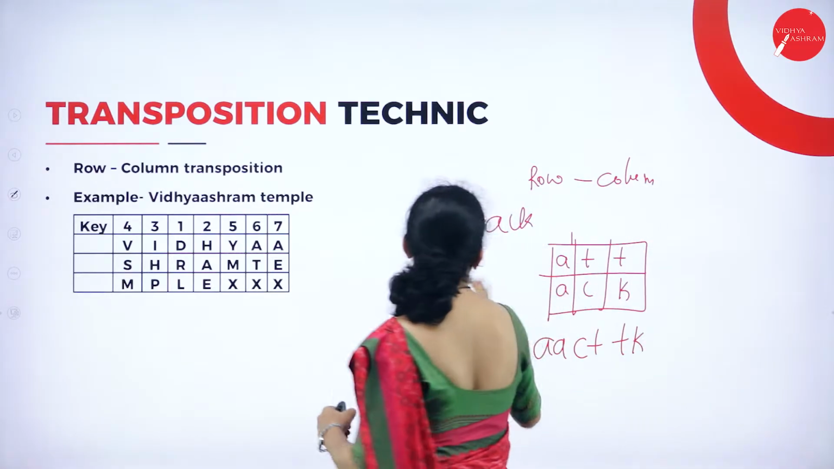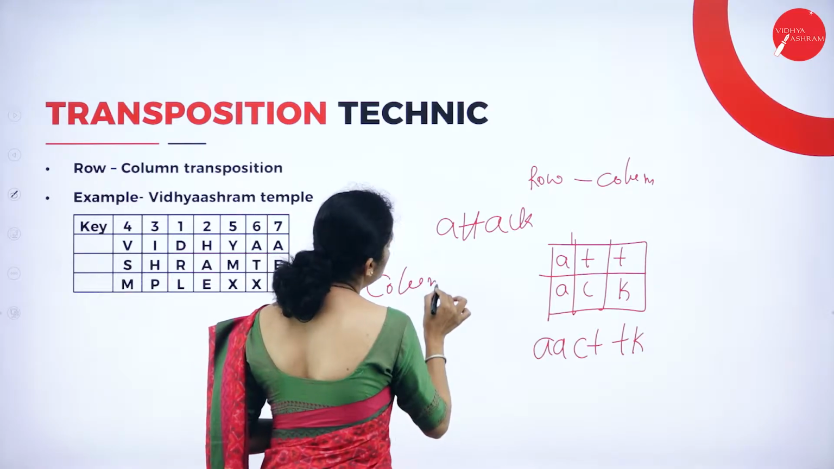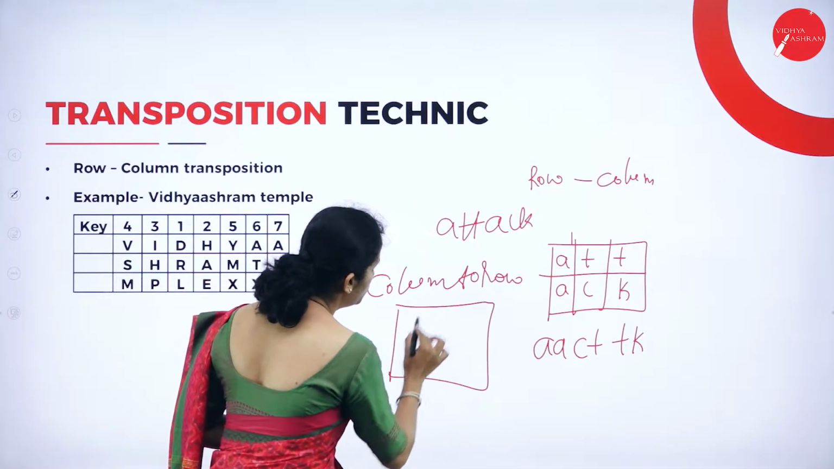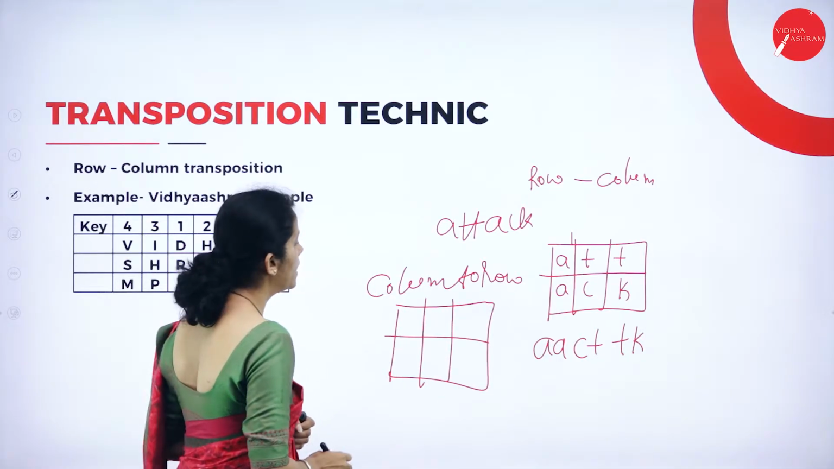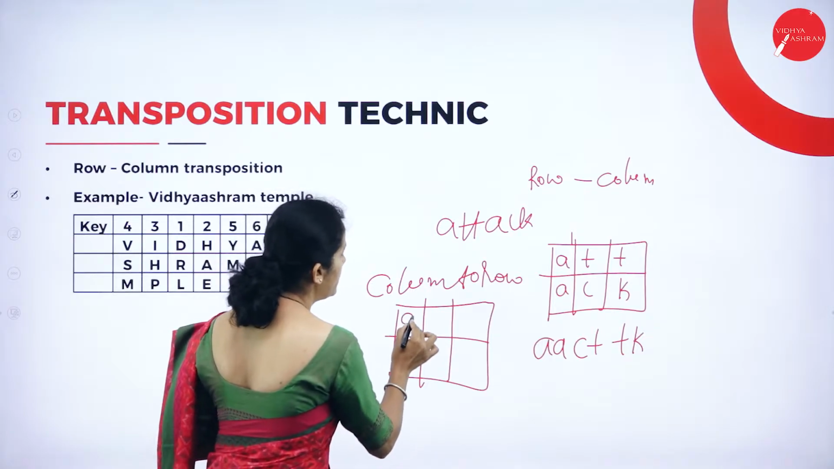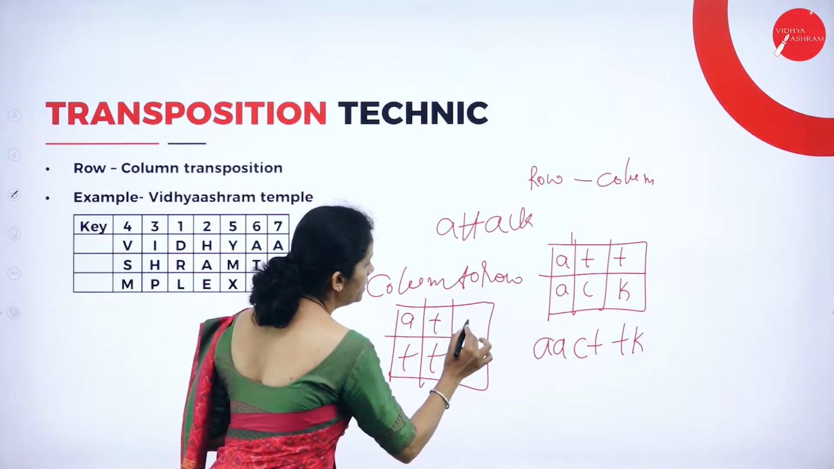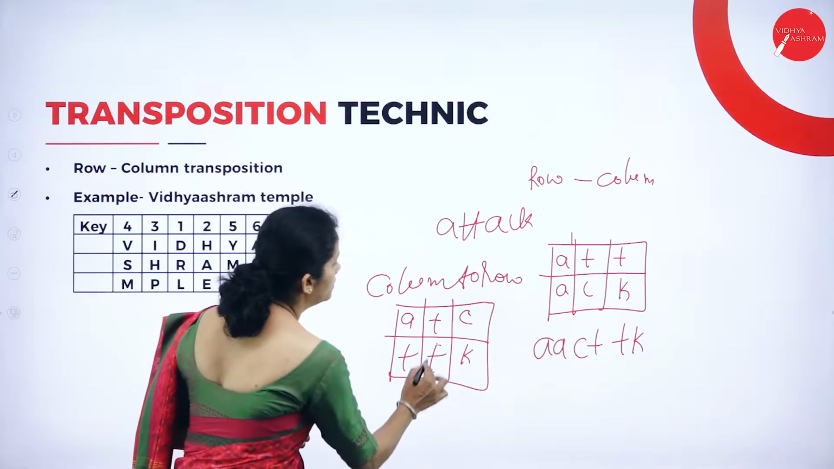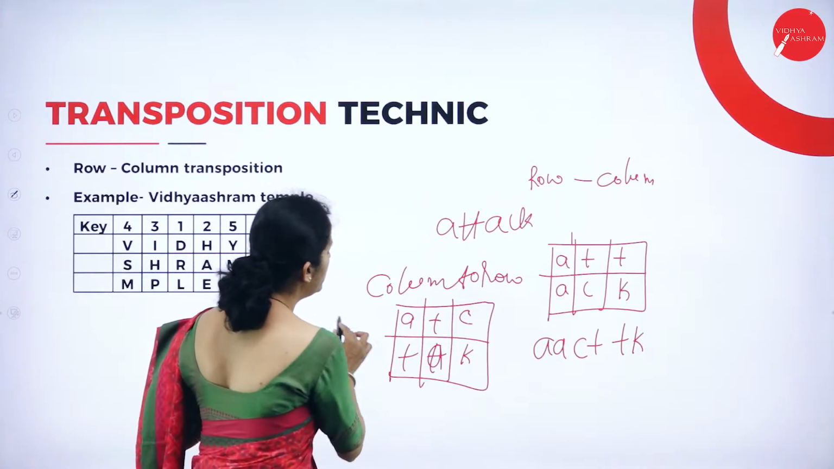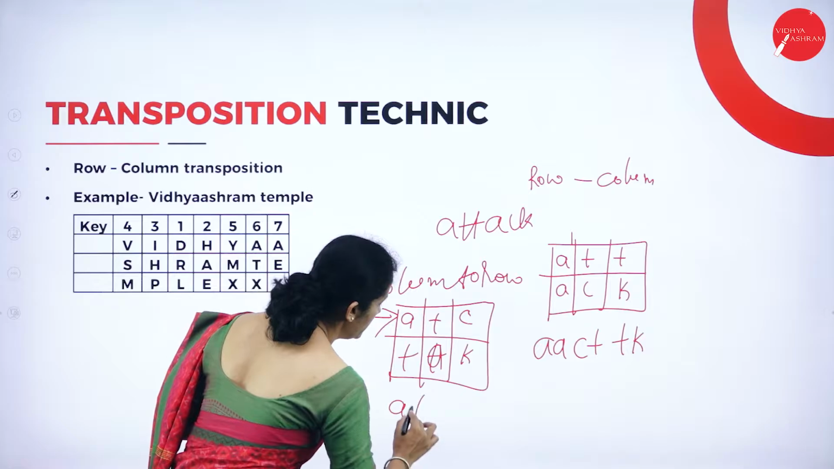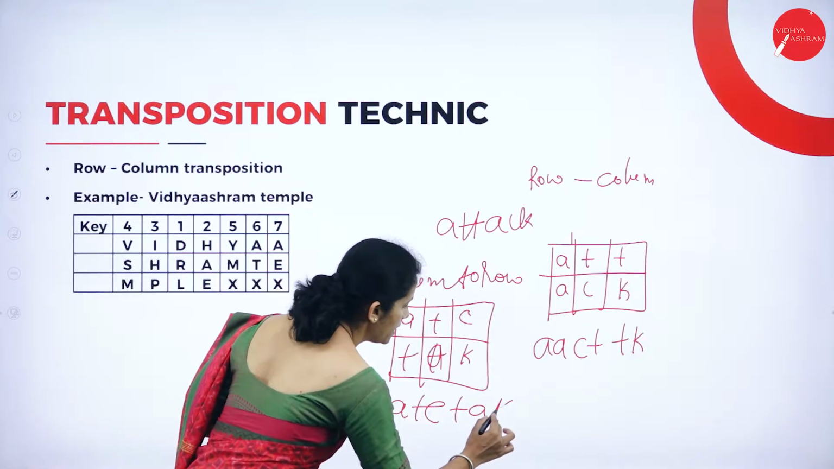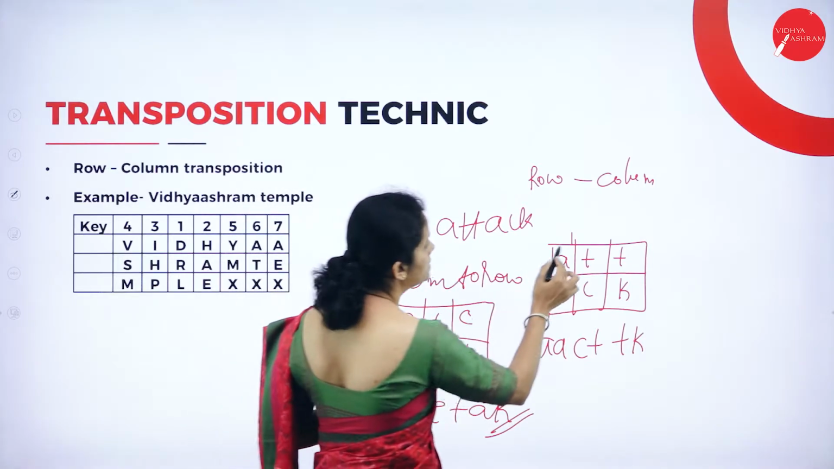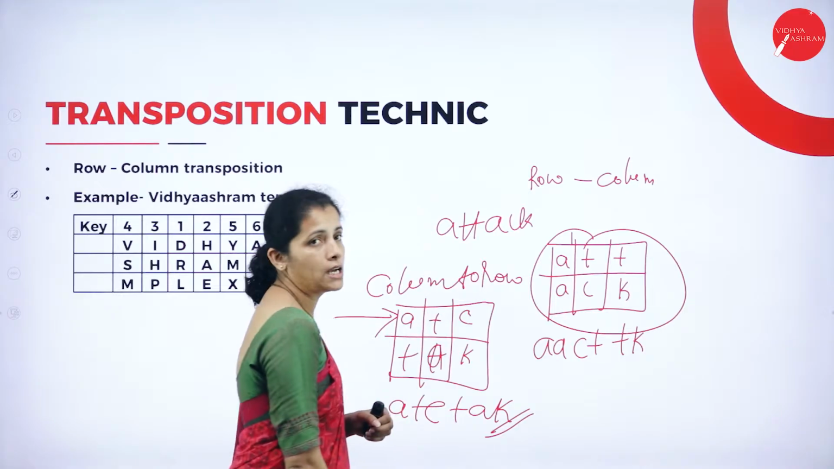And if I'm having column to row representation, then once again I'm going to draw the table and I'm going to write column wise. So AACTTK, now what I want to do, I want to read row wise. So I'll read ATTACK. So this is my column to row transposition, but whereas this is my row to column transposition.